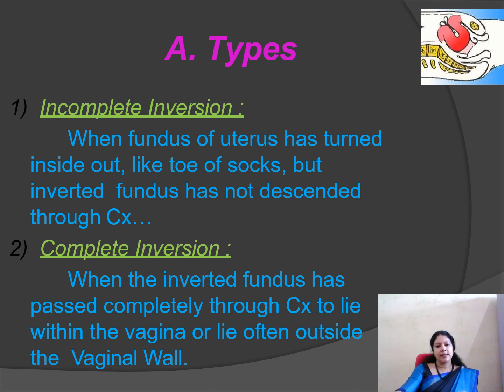Complete inversion means the fundus has passed completely through the cervix to lie in the vagina or often outside the vaginal wall. That is, the uterine fundus will turn inside out, pass through the cervix and come up to the level of the vagina. Sometimes it may come outside the vagina also. That is known as complete inversion.